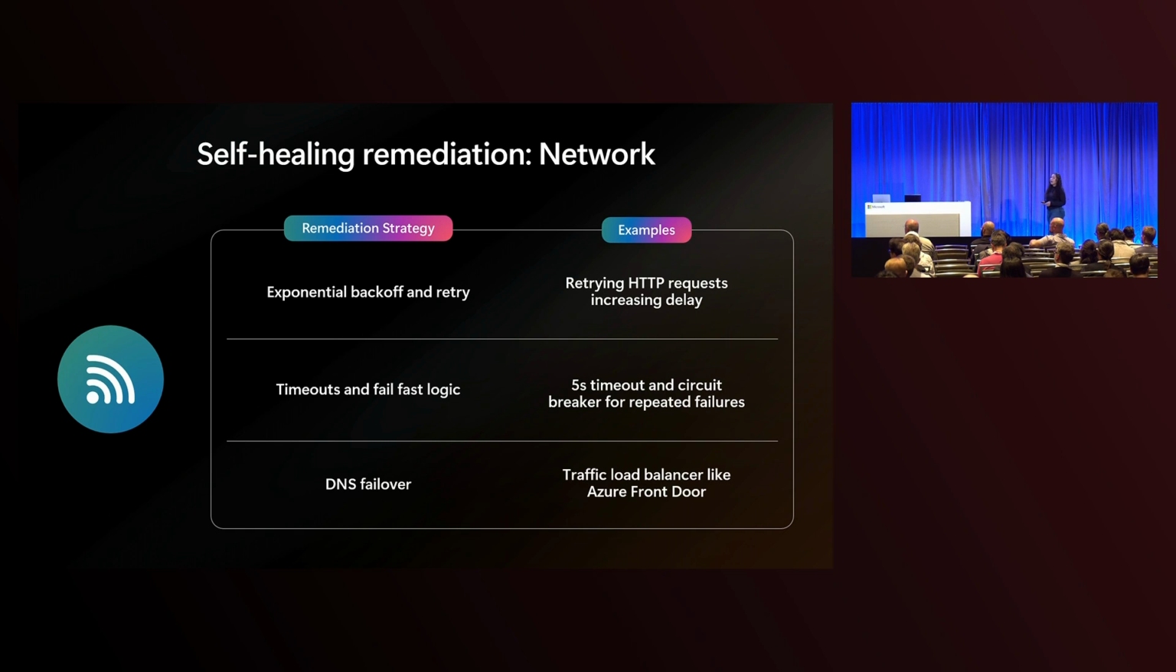Lastly, with the network, you could have DNS issues. You can implement a traffic load balancer like Azure Front Door, which will automatically reroute traffic. In my application, I have this deployed globally. If one region becomes unavailable, Azure Front Door can automatically reroute traffic to the healthy region. It doesn't update the DNS records directly, but it actually uses a layer 7 technology to quickly react to changes and reroute traffic as appropriate.